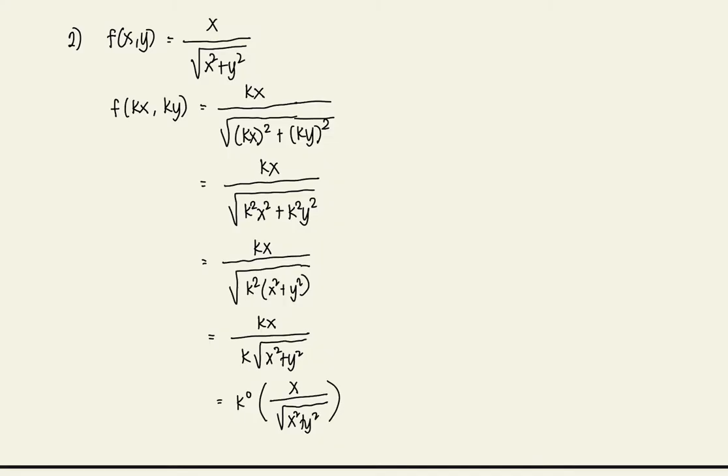So because we were able to write the given function in this form, k to the power of n f of xy, then our conclusion is that the given function f of xy equals x over square root of x squared plus y squared is a homogeneous function of degree, what's the degree? Degree 0. So that's how we determine the homogeneity of a function.